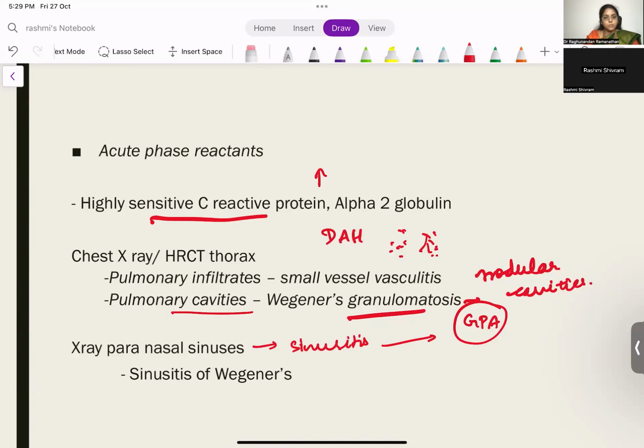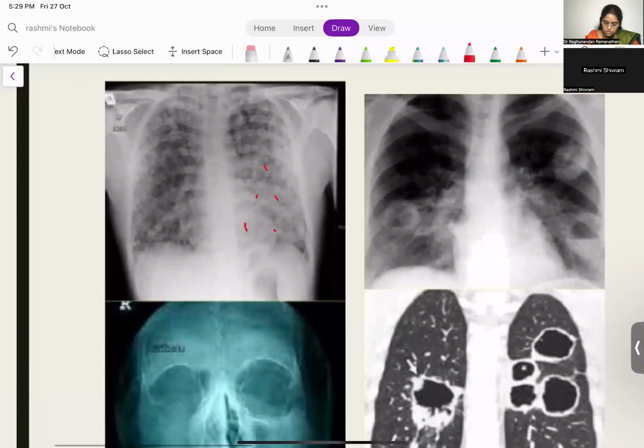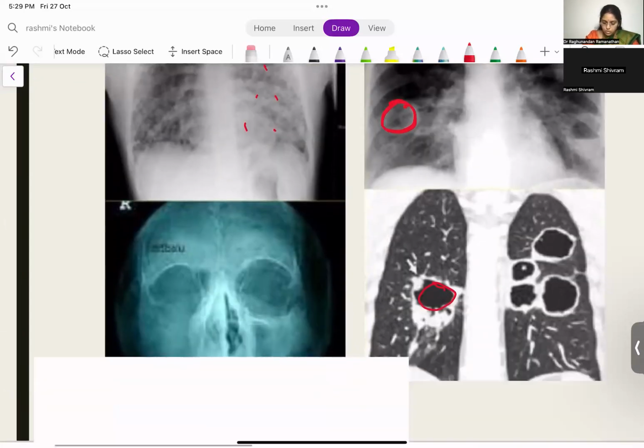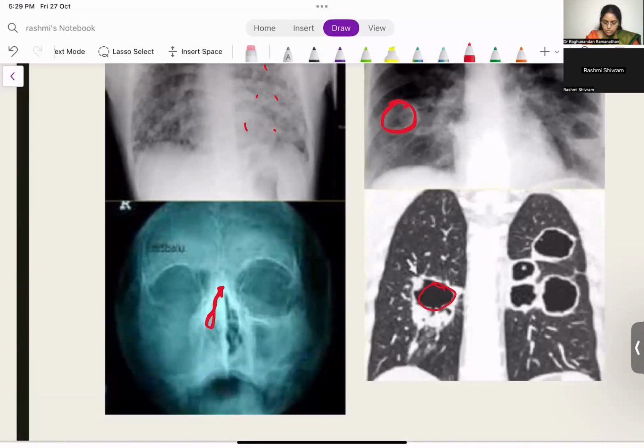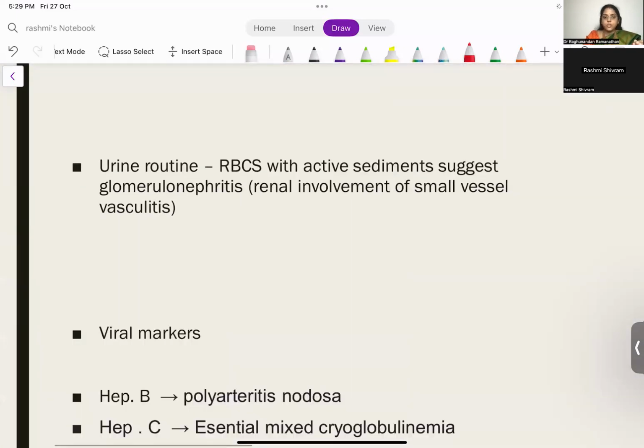So X-rays are also important. Imaging is also important. See, you saw the diffuse alveolar hemorrhage, right? And here you have a cavitating nodule. Here again you have a cavitating nodule, and in the PNS you have sinusitis, right? Sinusitis is there. Yes. Next, moving on to the urine routine.